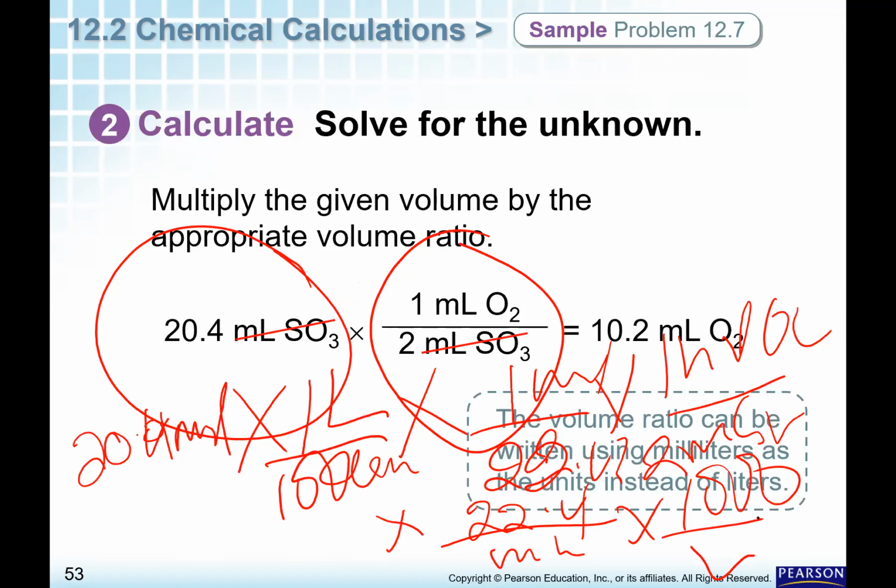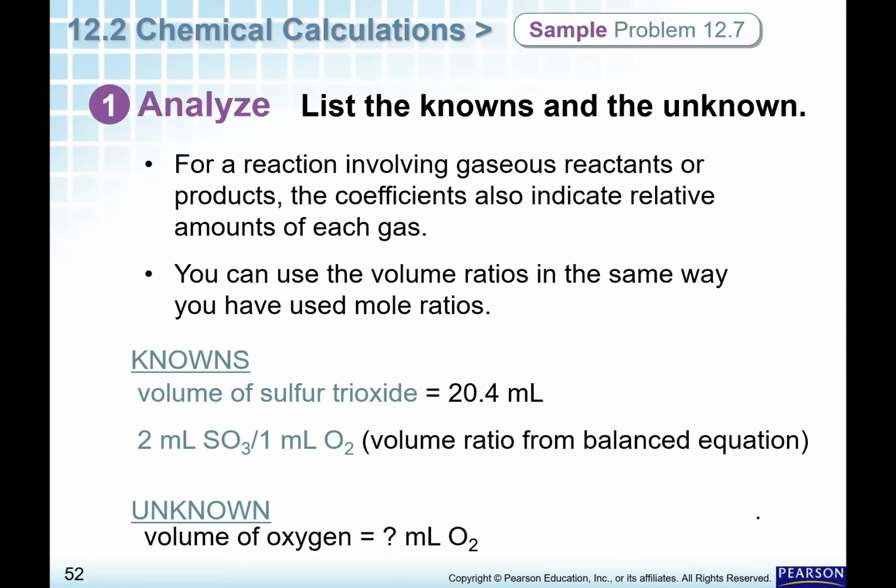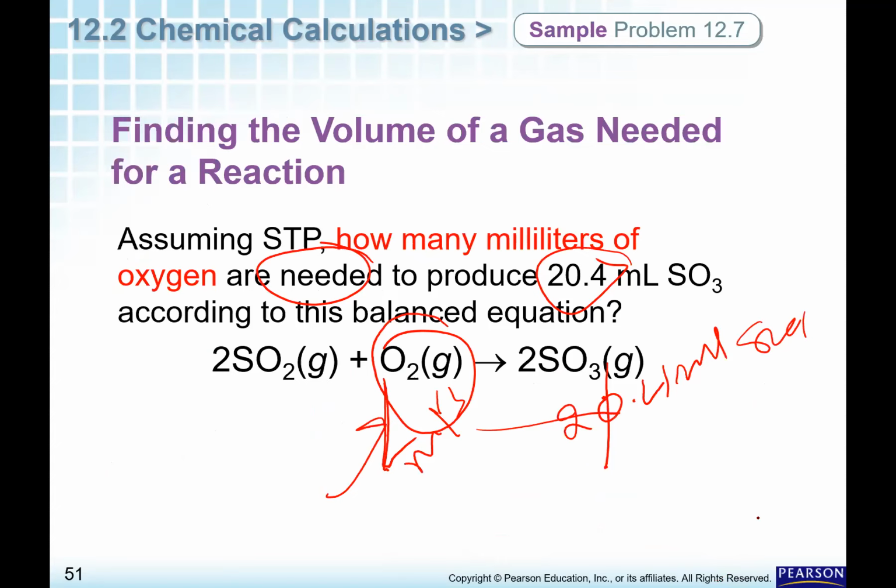So to shorten it, you take the 20.4 milliliters of SO3, multiply it by a ratio of 1 over 2, milliliters to milliliters, and you get the answer, which is half of that. Actually, you can do that with your eyes, but we don't recommend this.